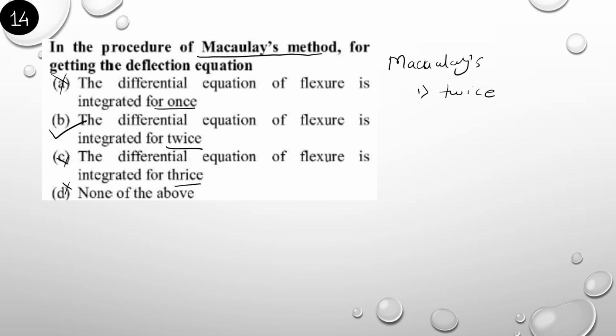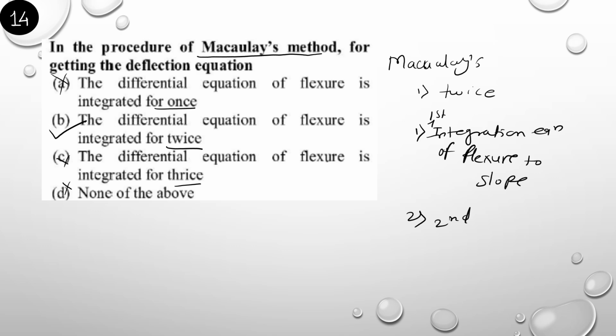Twice means first the integration of the equation of flexure, the first integration, converts it into slope, and the second integration of the equation of flexure converts it to deflection. So this is how, in Macaulay's method, the differential equation of flexure is integrated twice. Option B is correct.